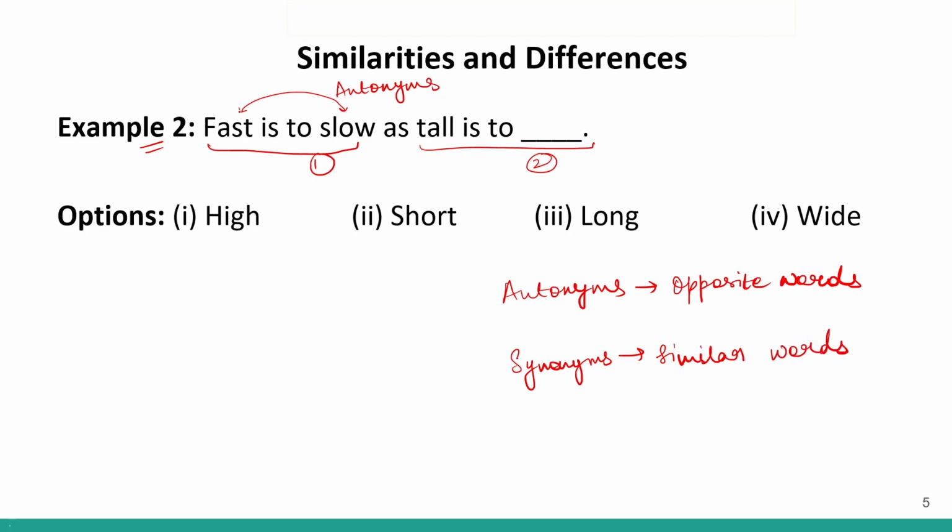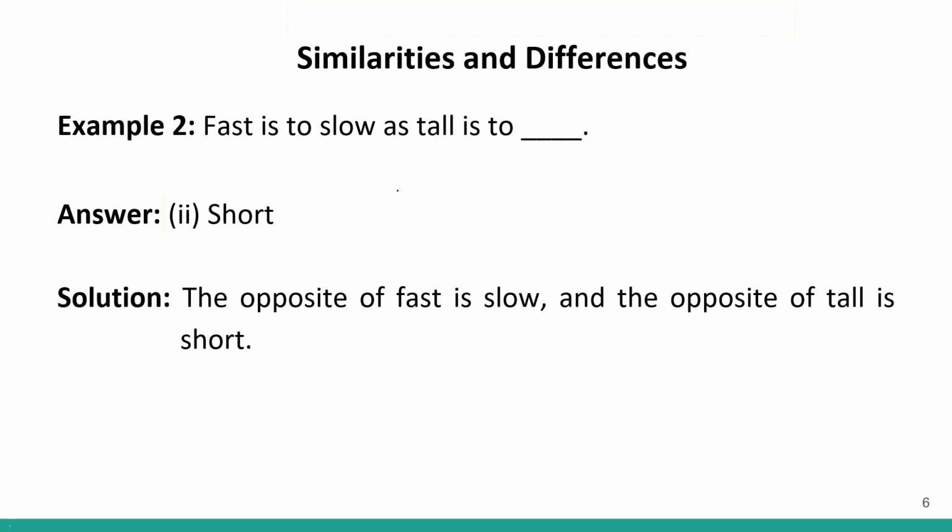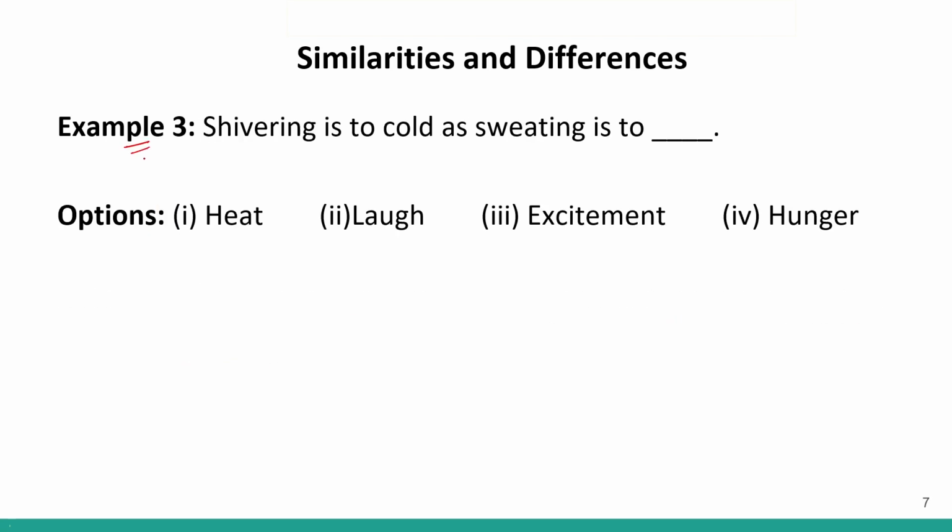So here fast and slow are antonyms. So similarly we have to find an antonym for tall. So antonym for tall will be option number 2, short. So option number 2, short, will be our answer. So the opposite of fast is slow. Similarly, the opposite of tall is short.